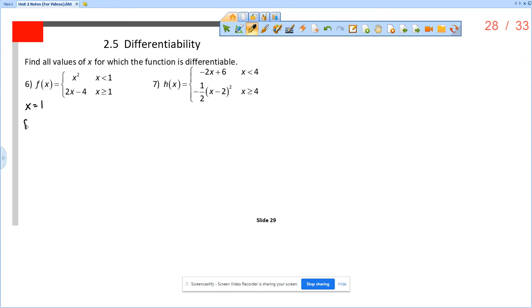So we're going to evaluate f of 1. What is f of 1? Well, we would plug that into the bottom piece, so 2 times 1 minus 4. So 2 minus 4 is negative 2. And then we want to evaluate the limit as x approaches 1 from the left, and the limit as x approaches 1 from the right. So limit as x approaches 1 from the left.